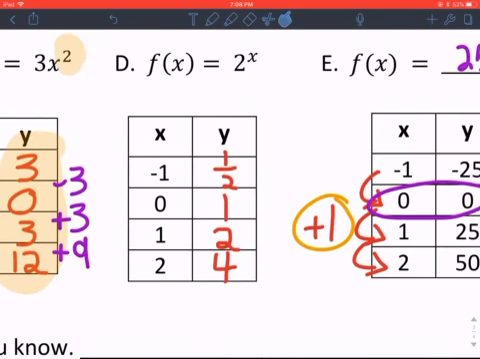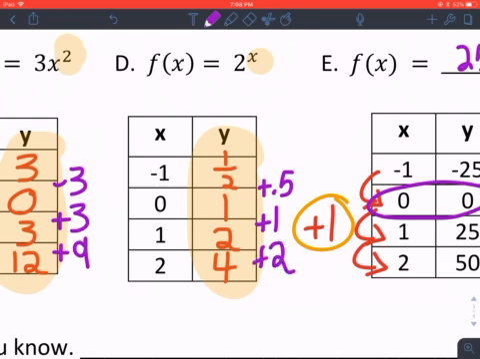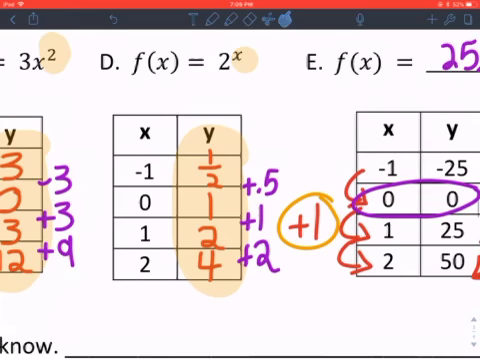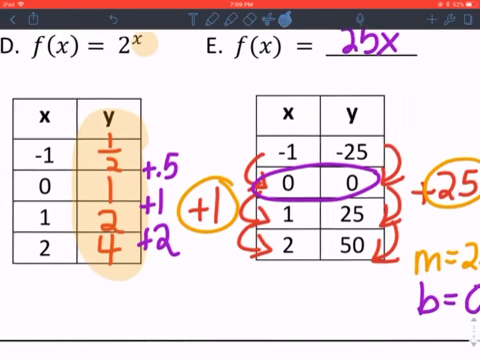D is also not linear, it's actually exponential. You can tell by having the exponent be a variable, or you can look at the y values. Notice that these are not changing by the same amount. Here I'm adding 0.5, here I'm adding 1, and here I'm adding 2. I'm not adding the same amount or changing at a constant rate. So therefore D is not linear.